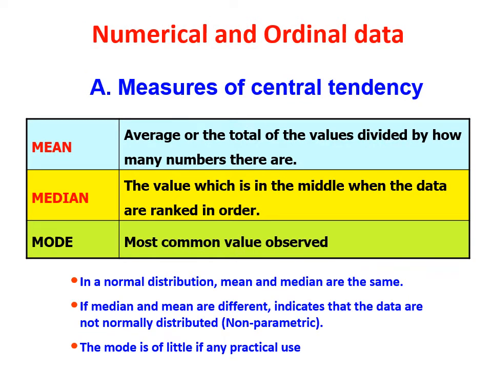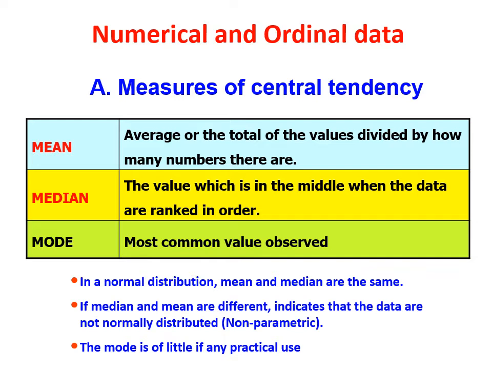Measure of central tendency is expressed by mean, median, and mode. Mode is the most common value observed in the sample, and it is of little importance and not used in our statistical practice, while the most commonly used are mean and median.